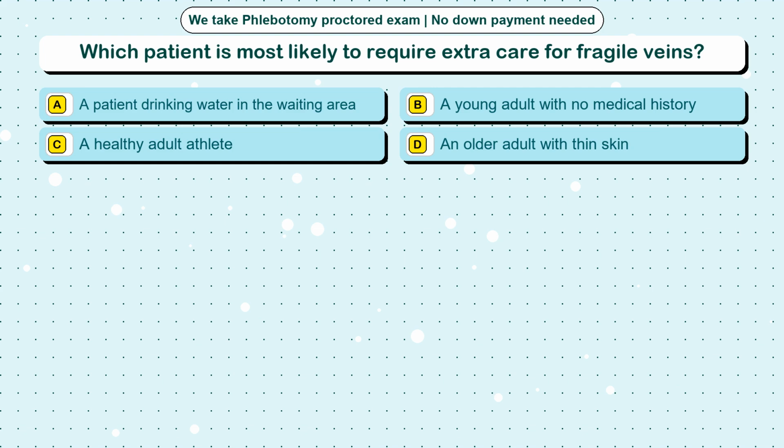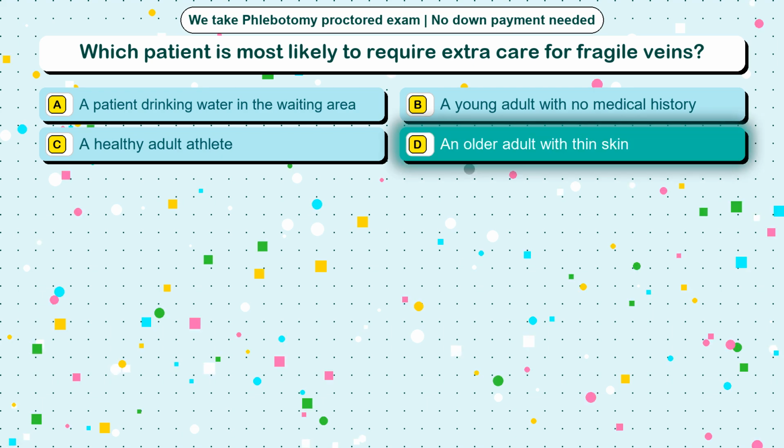Question 17. Which patient is most likely to require extra care for fragile veins? Option A, a patient drinking water in the waiting area. Option B, a young adult with no medical history. Option C, a healthy adult athlete. Option D, an older adult with thin skin. The correct answer is option D, an older adult with thin skin.